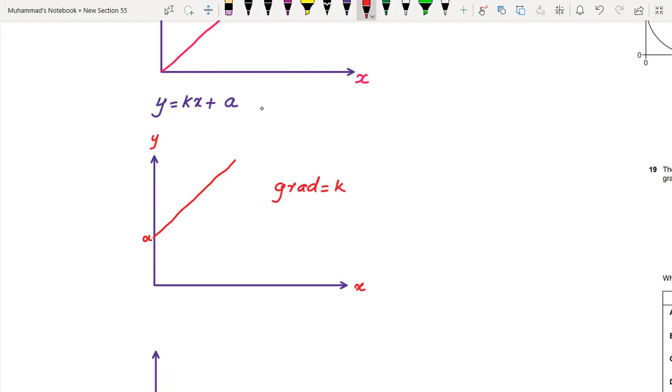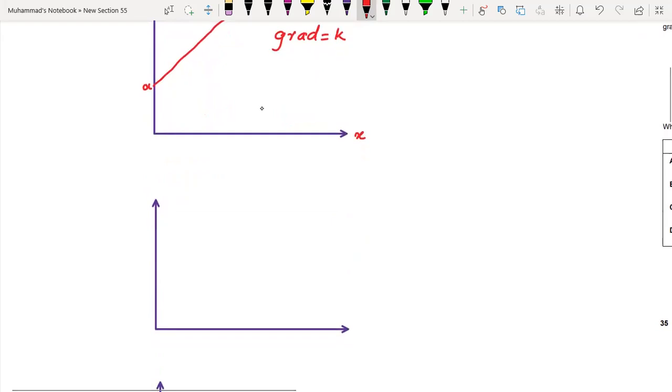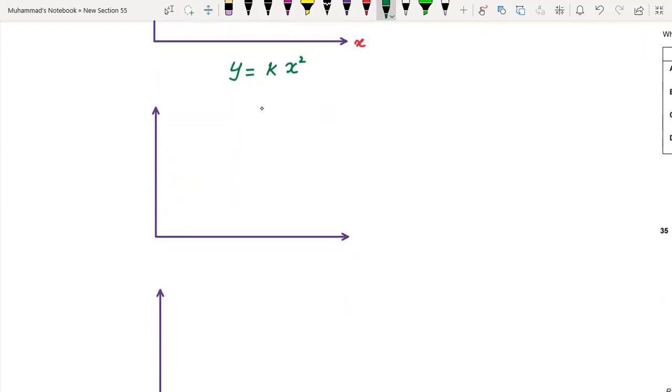Okay. So in the other case, if you have this type of expression, y equal to some constant k times x square, you can see from this relation that y is directly proportional to the square of x. y is not directly proportional to x, but it is directly proportional to the square of x.